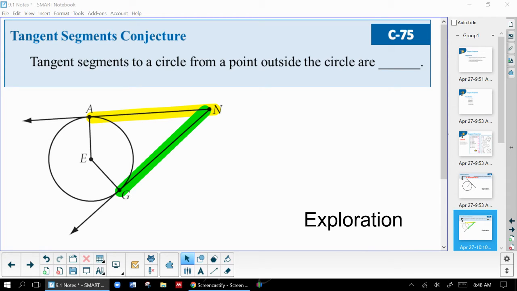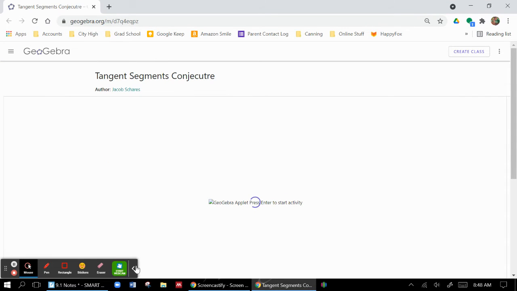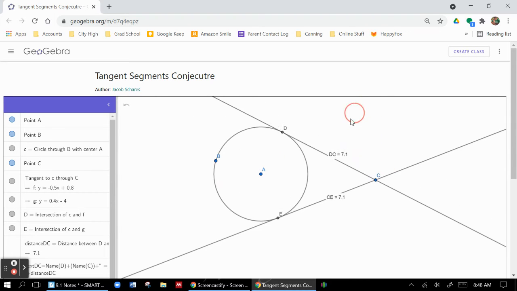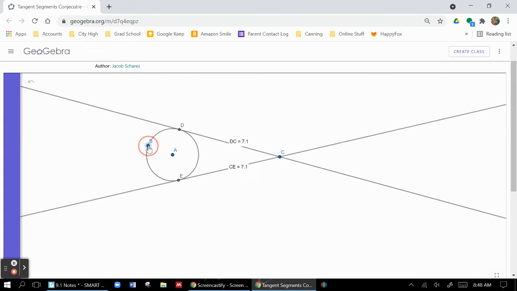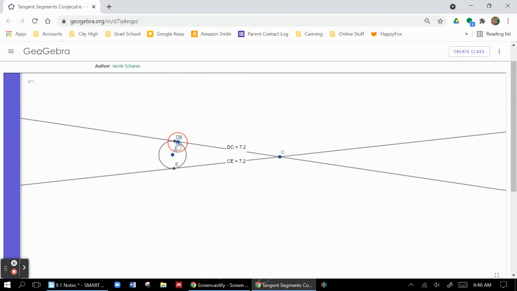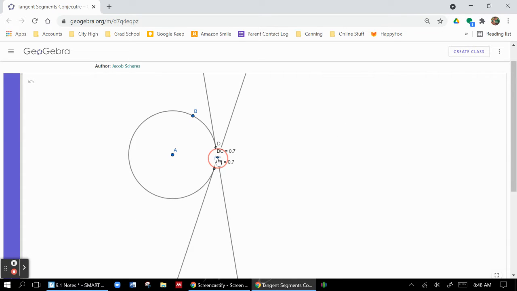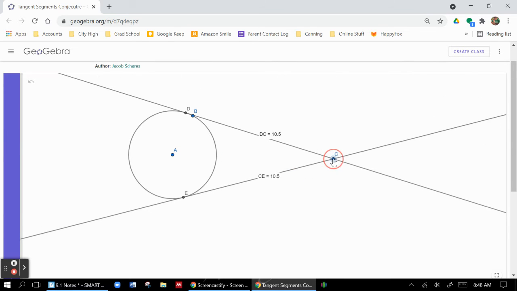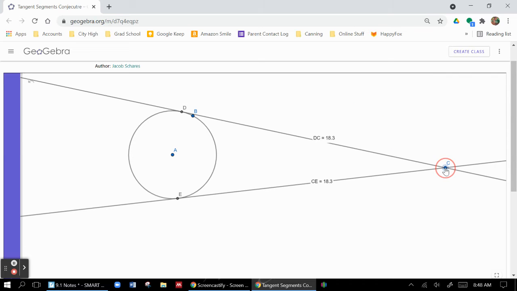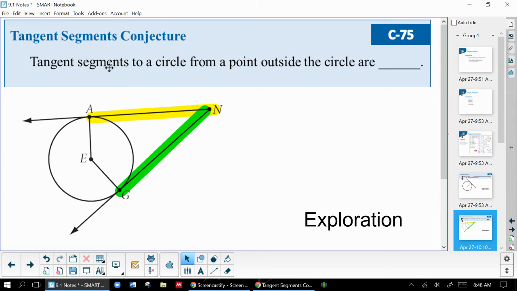I'm going to open this up. And it's going to take a second for it to load. But at this point then, you can see what I've got here. I've got a circle. You can see that no matter how I move the circle around, those two segments always stay the same length. If I move point C around, they always stay the same length. Obviously, if I go inside the circle, that doesn't work, because a tangent can't go into the circle. But no matter what else I do, those two segments always stay the same. And so our answer here, tangent segments to a circle from a point outside the circle are congruent.